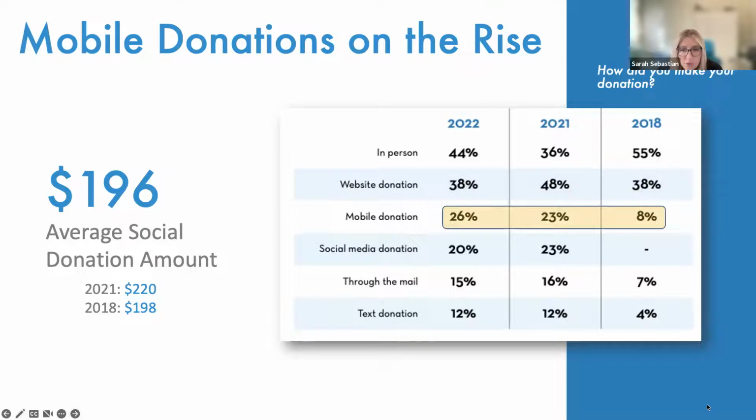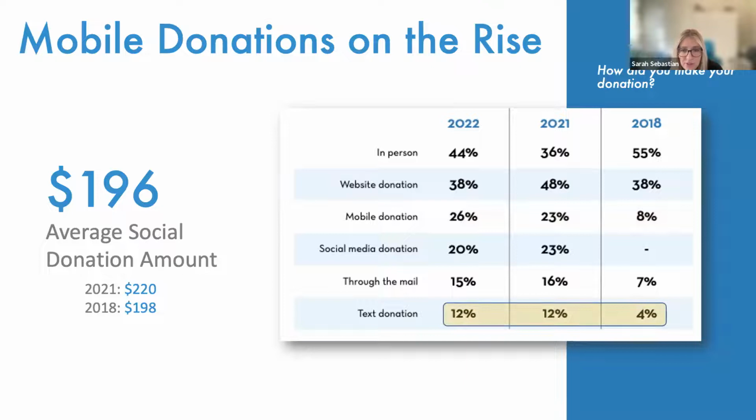So take a look at mobile donations here. There was this huge spike from 2018 to 2021, 8% to 23%. And then instead of a drop, there was more growth from 23 to 26%. And here in text donations, while there wasn't any growth, it did hold steady after increasing 8 points from 2018 to 2021.